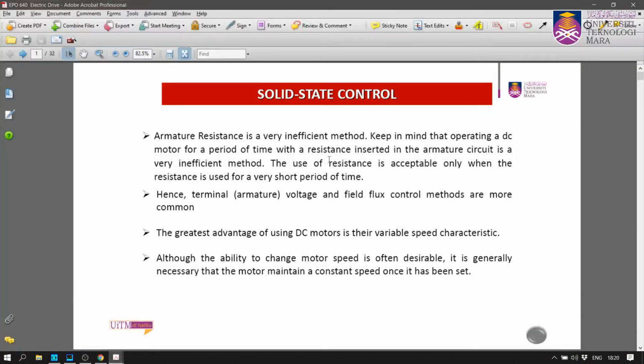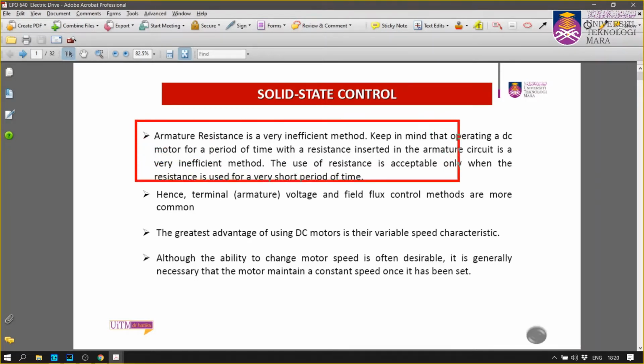solid state control. Remember, we have three types of control. The first one is controlling the armature resistance. However, armature resistance is not an efficient way to do it. It's a very inefficient method, because when we insert resistance in the circuit, it causes a loss, right? And also heating, it becomes heat, and it is a loss.